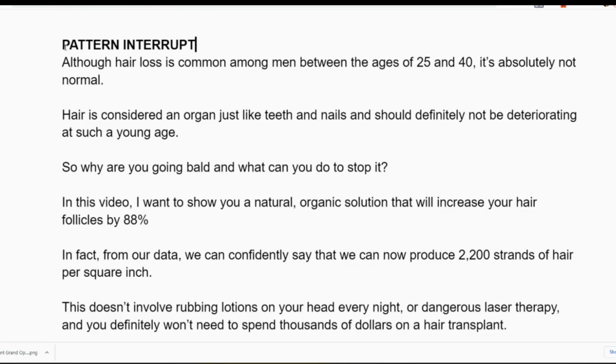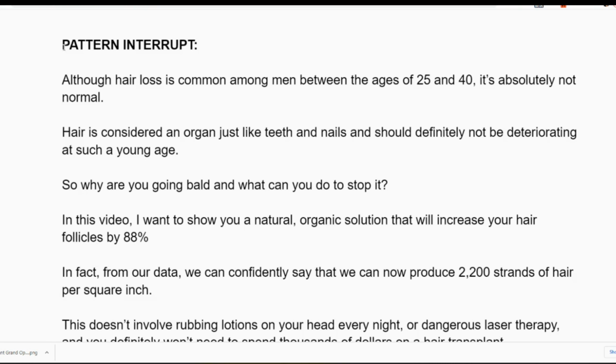Interrupt. Okay, so that's the pattern interrupt there. And then this is kind of like a pattern interrupt as well. It's more like a curiosity thing. So hair is considered an organ just like teeth and nails, and should definitely not be deteriorating at a young age. So I just got that from the VSL because it's just easier.